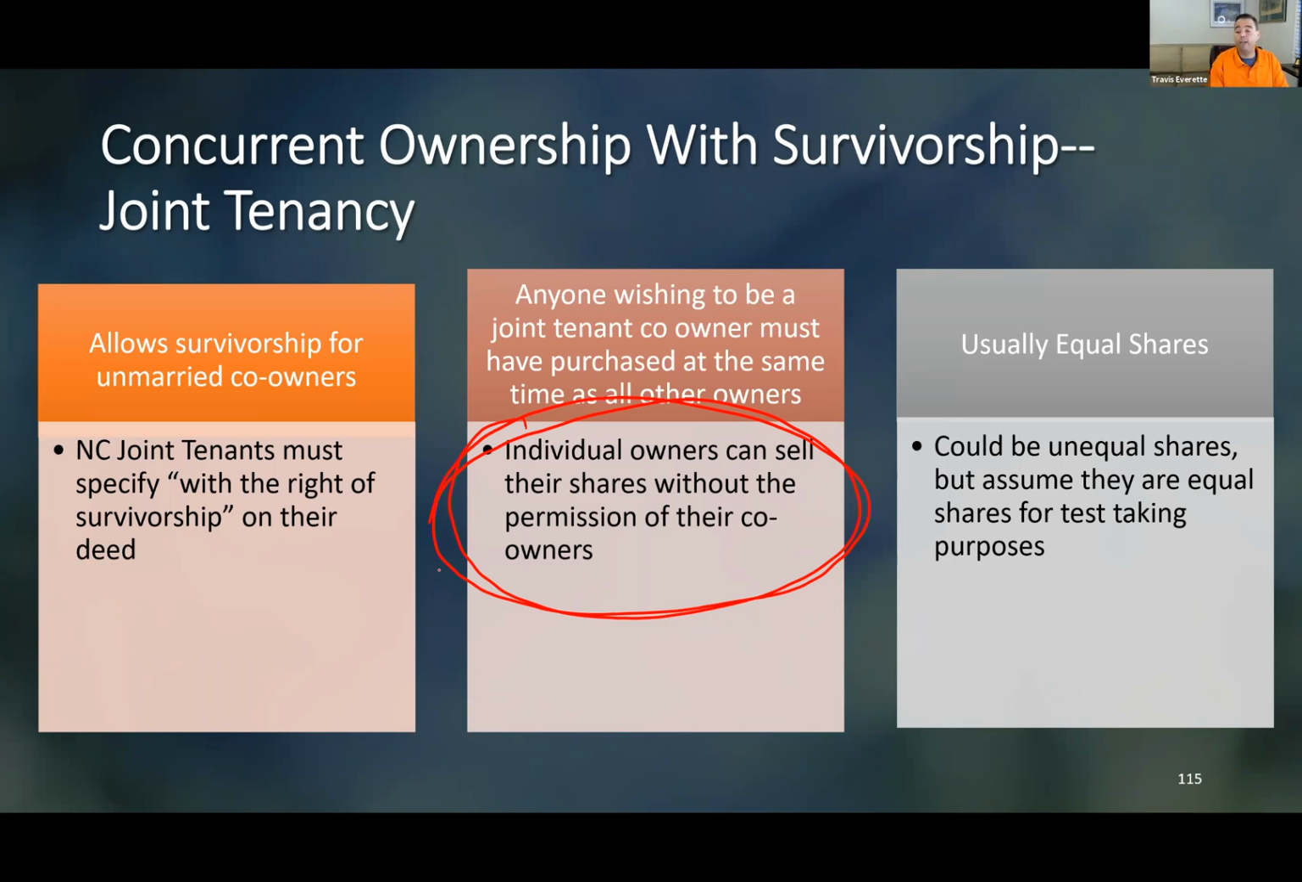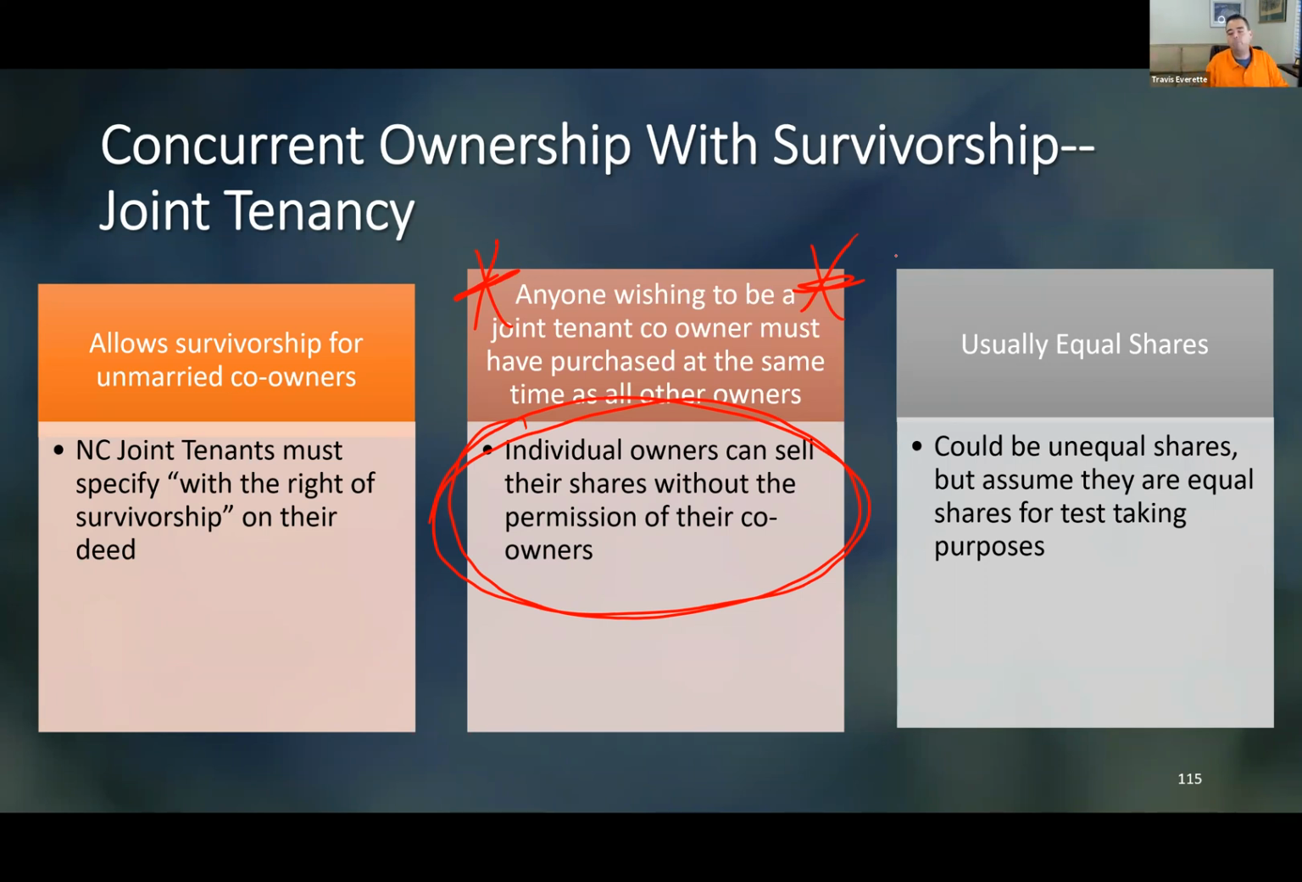The other thing to point out, and this is going to be important for test taking purposes, is this note up here at the top. It says anybody who wishes to be a joint tenant must have purchased at the same time as all the other owners. Because we allow this, some owners can sell their share without the other owners. Basically, you start trading places.